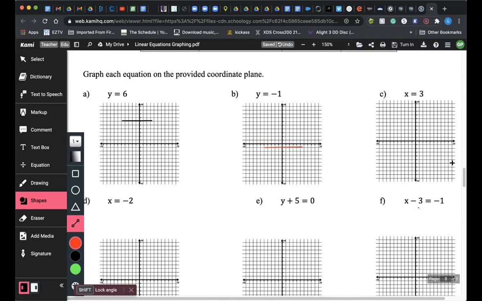All right, this next one says x is equal to 3. Because it's x equals, it's going to be what kind of line? Horizontal or vertical? Vertical. It's going to be a vertical line because it says x equals. So I'm going to start from 0, count over by 3, 1, 2, 3. And I'm going to make my vertical line. Ooh, I did not do a good job there.